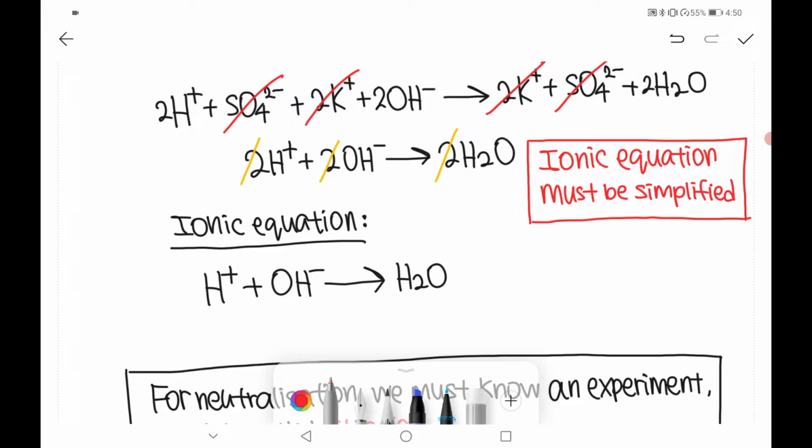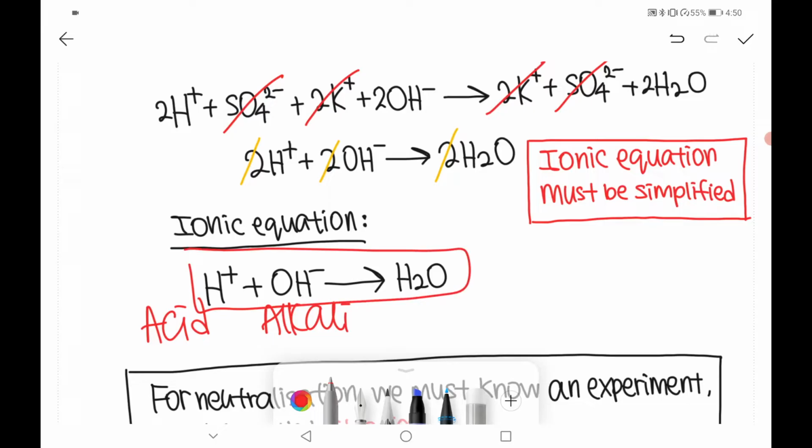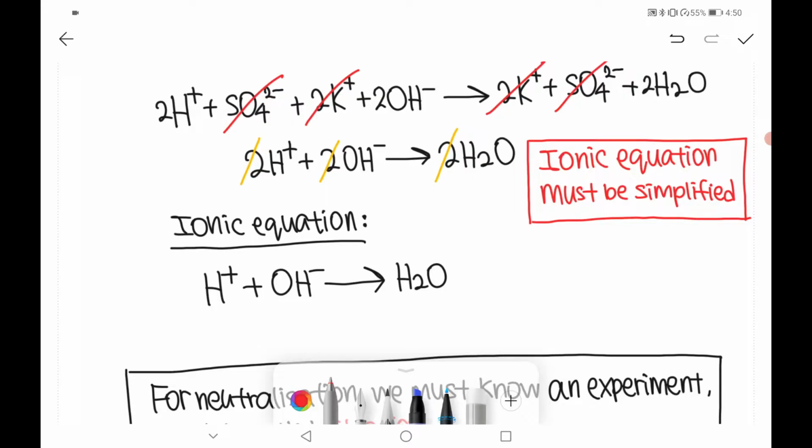So you see, at the end of the day, as long as this is a neutralization reaction between acid and alkali, this will be the ionic equation that you will get. This is what you need to know. When acid reacts with alkali, this is the ionic equation that you will get. This is something very important, and quite popular in your SPM. Make sure everyone knows how to get the ionic equation for the reactions between acid and alkali.